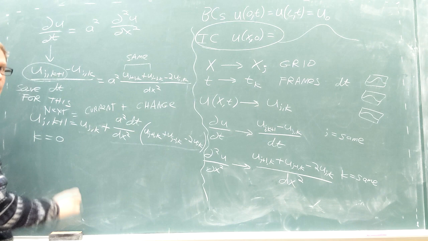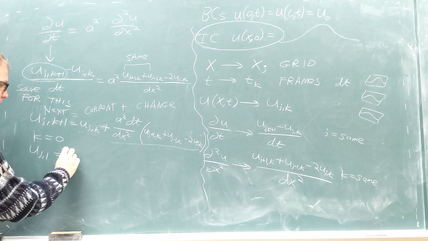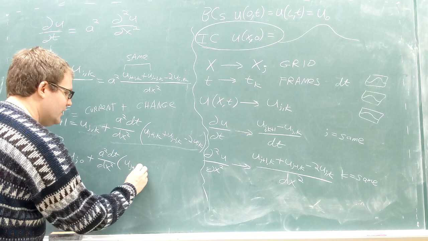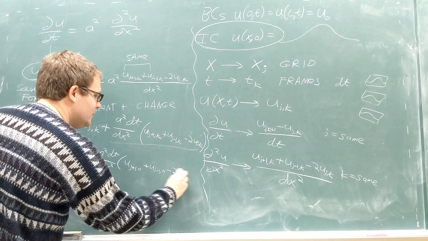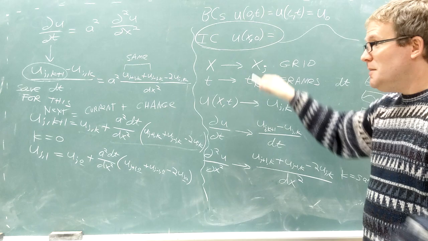So if I start with k equals 0, then I've got uj, comma 1, right? If k equals 0, then k plus 1 is 1. My next time step, uj 1, equals uj 0 plus a squared dt over dx squared times uj plus 1, 0 plus uj minus 1, 0 minus 2 uj 0. Everybody over here has a time index of 0. And I know what u at time index 0 is.